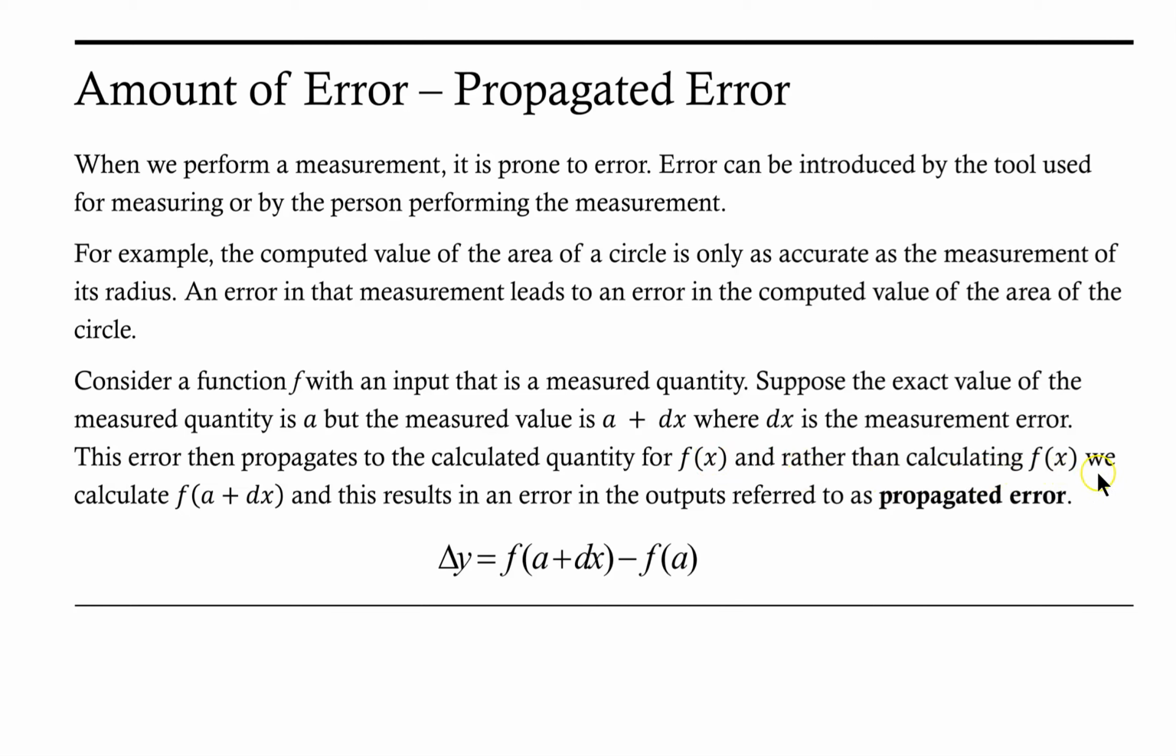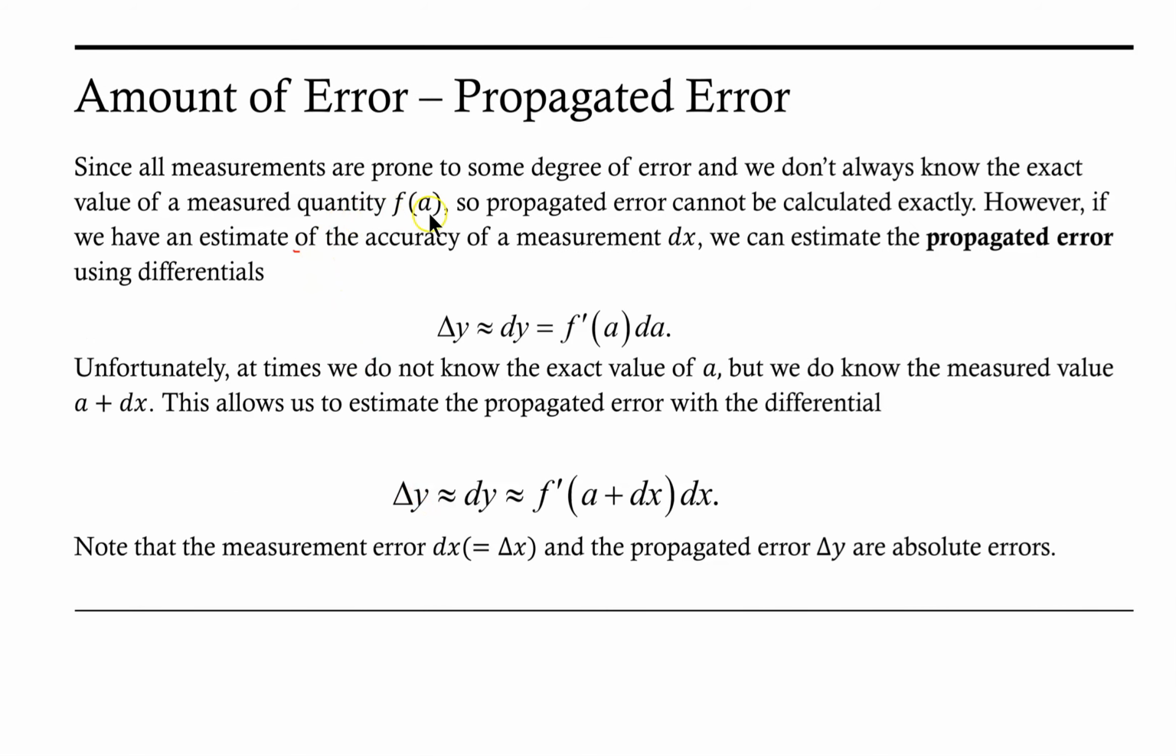Rather than calculating f of a, we calculate the area of the circle with that small error in the measurement of the radius. Well, this results in an error in the outputs, and we refer to that error in the outputs as propagated error. Now, unfortunately, all measurements are prone to some degree of error, and we won't always know the exact value of the measured quantity. So our propagated error, while we've defined it, we cannot calculate it exactly.